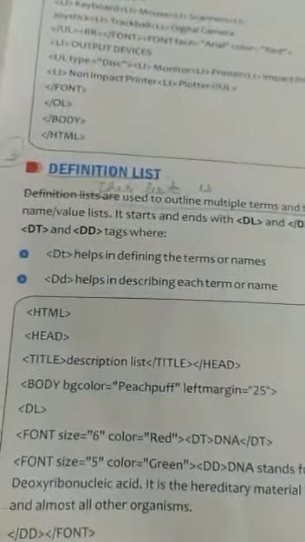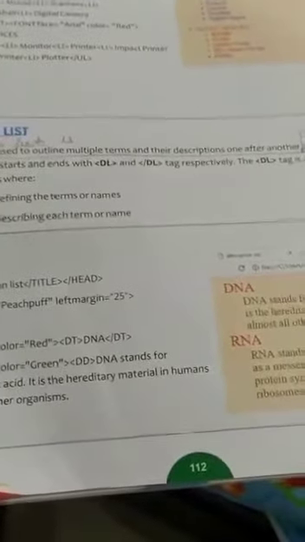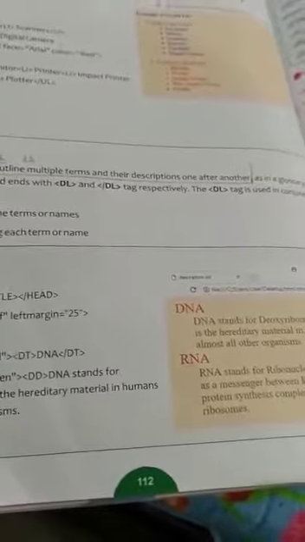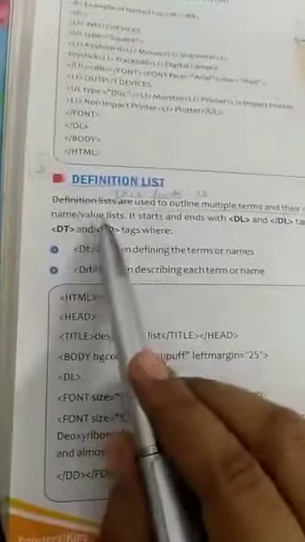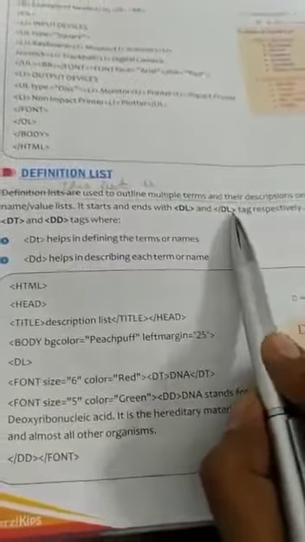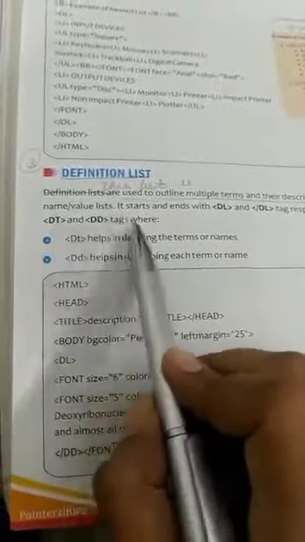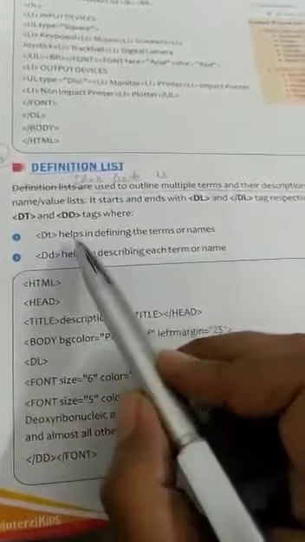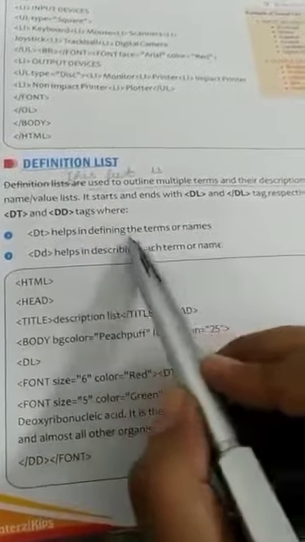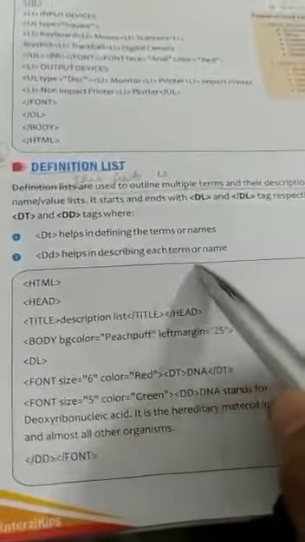Next is the definition list. Definition lists are used to outline multiple terms and their descriptions one after another, as in a glossary or other name/value list. It starts and ends with the DL starting tag and DL closing tag respectively. The DL tag is used in conjunction with DT and DD tags, where the DT tag helps in defining the terms or names, and the DD tag helps in describing each term or name.